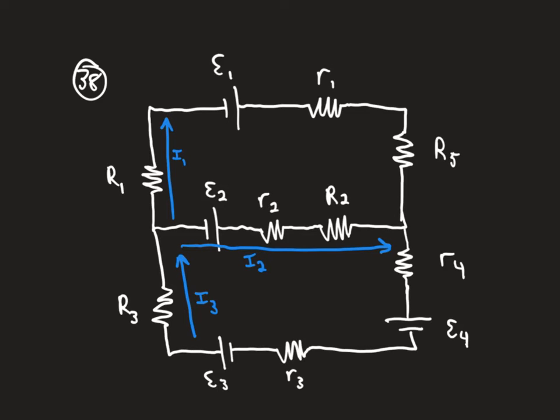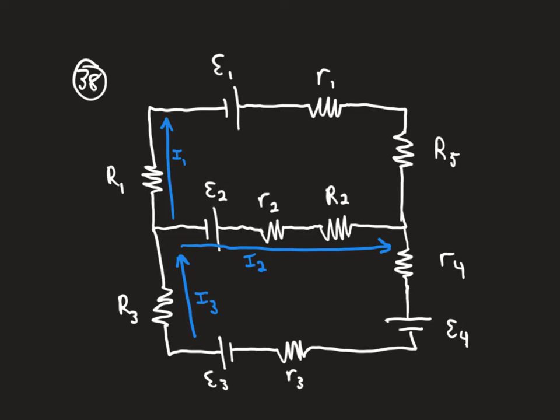I would need 3 equations, and you can do this. Okay? What I'm going to make you do is write out Kirchhoff's Junction Rule and 2 loops. I'm going to make you write enough equations so that you could solve this if I asked you to. So based on that, I would need to write down 3 equations.